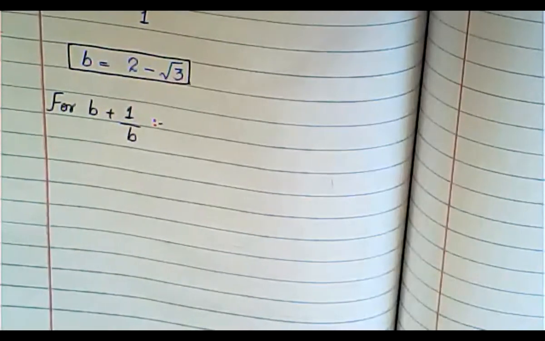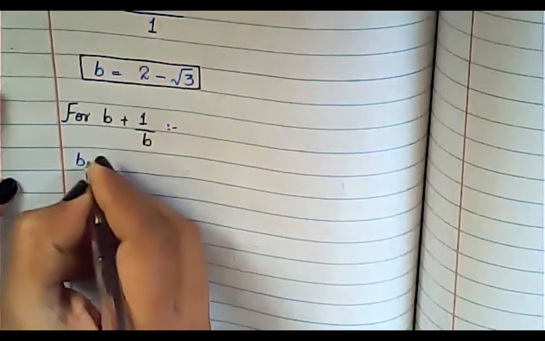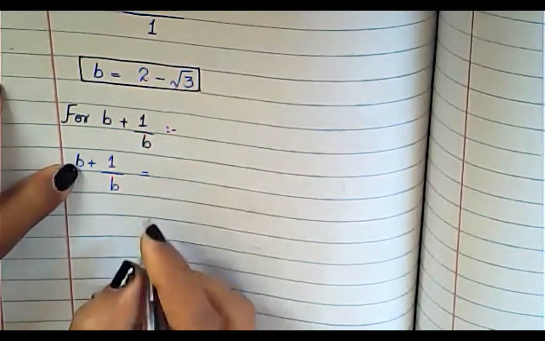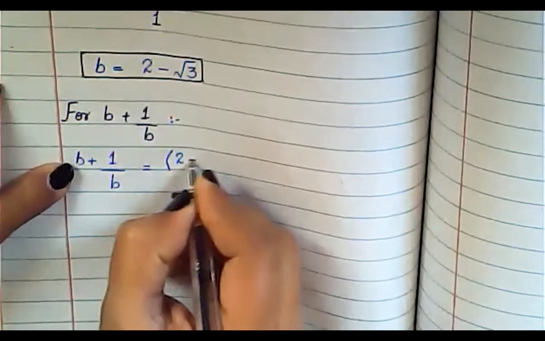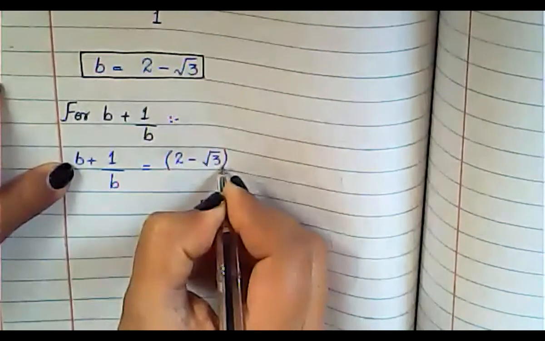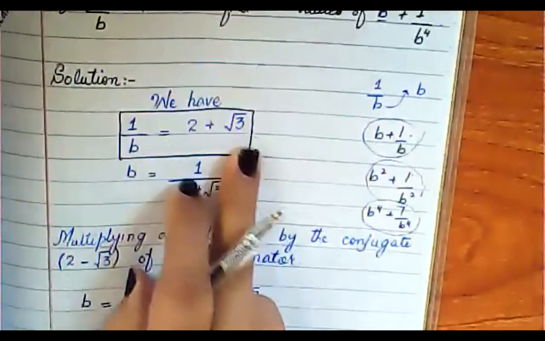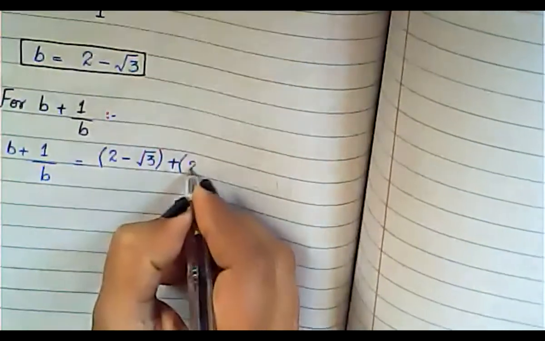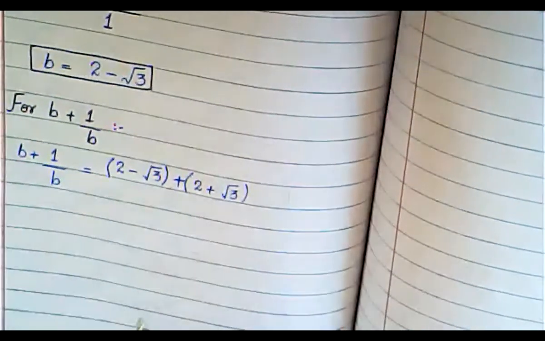Now how will you find it? You will write here b plus 1 upon b is equal to the value of b, which is this one, 2 minus under root 3. Inside the bracket you will write 2 minus under root 3, bracket close, sign of addition, and 1 upon b is equal to what? 1 upon b is equal to 2 plus under root 3. Only the difference is in their sign. Now please tell me, is this clear?